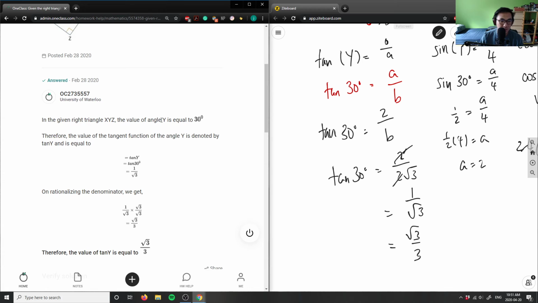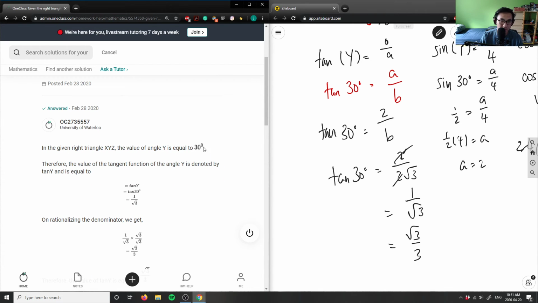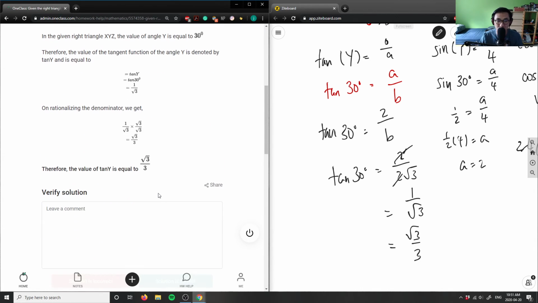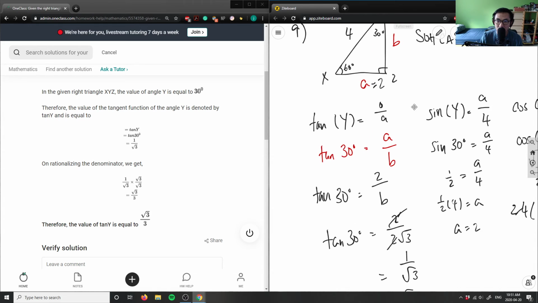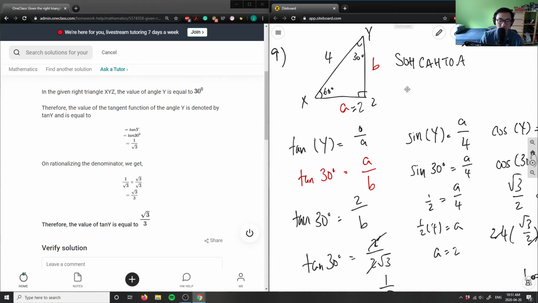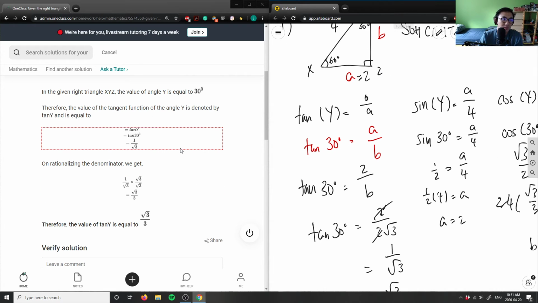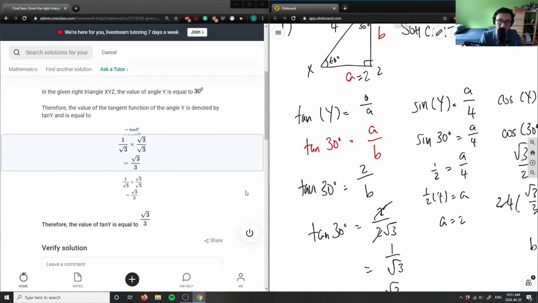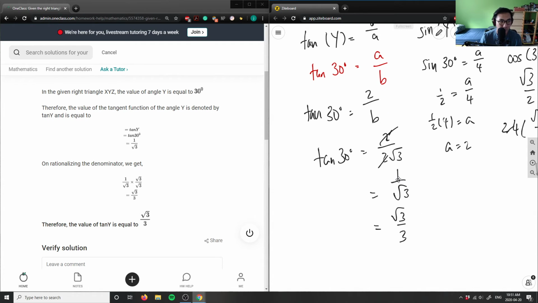So let's look at this. In the right triangle, we know it equals 30 degrees. Tangent y equals 30 degrees, so it's simply just 1 over root 3. So this here is a correct solution. I approached it using a different way in terms of if we didn't know what the side lengths are, but you can just simply shove it into your calculator and still get tangent 30, right? That works as well, and you would get root 3 over 3.